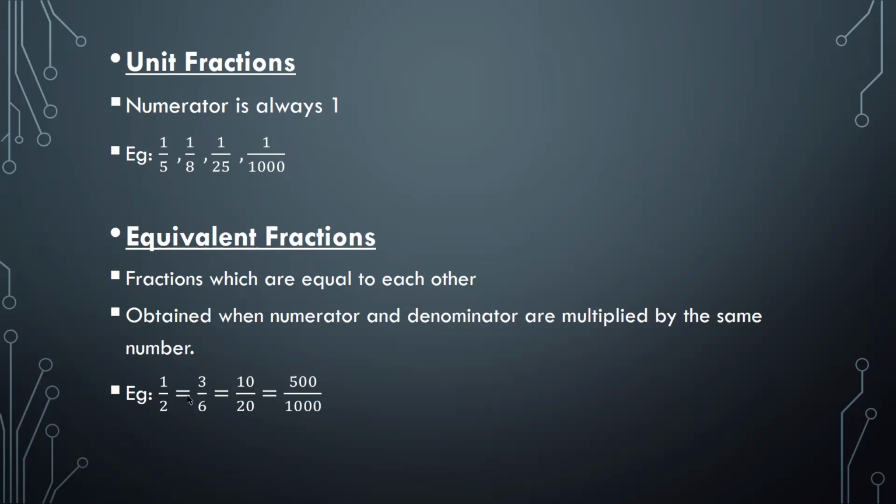What I want to make clear here is that equivalent fractions are obtained when you multiply the numerator and denominator of a particular fraction by a number. You have to multiply both the numerator and the denominator by the same number. For example, here 1 by 2. I have multiplied that by 3. The numerator multiplied by 3 gives 3, and the denominator multiplied by 3 gives 6. So 3 over 6 is equivalent to 1 over 2.